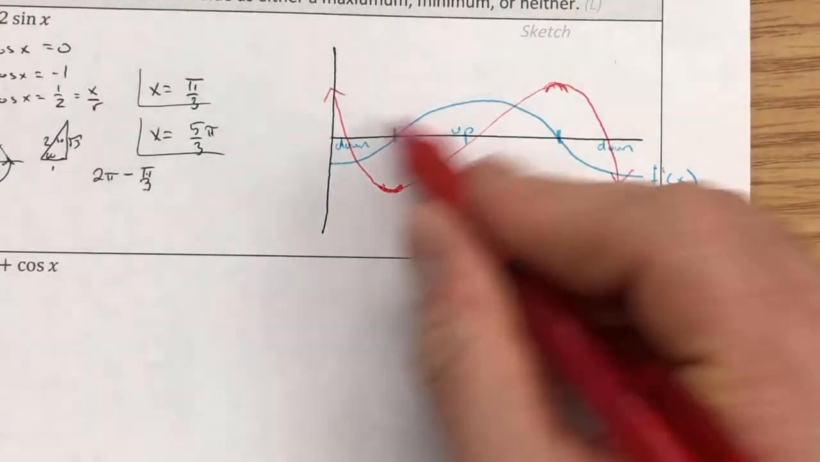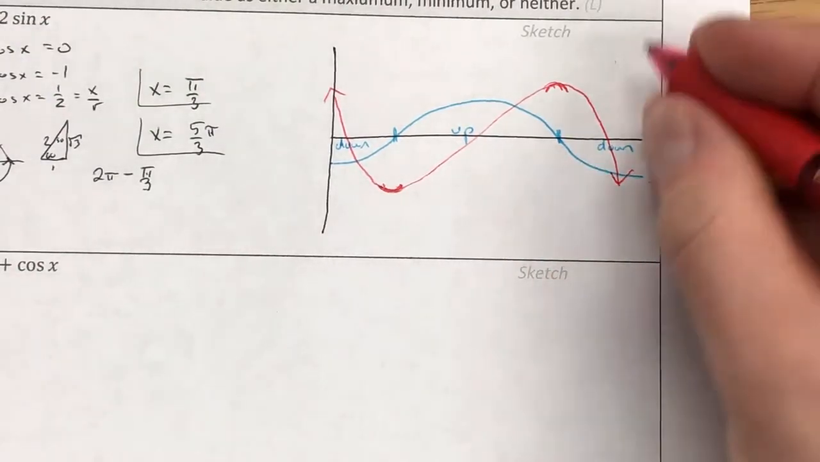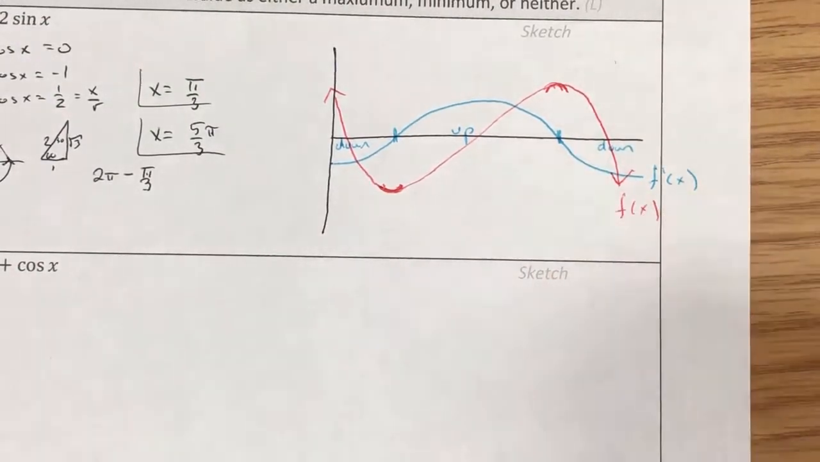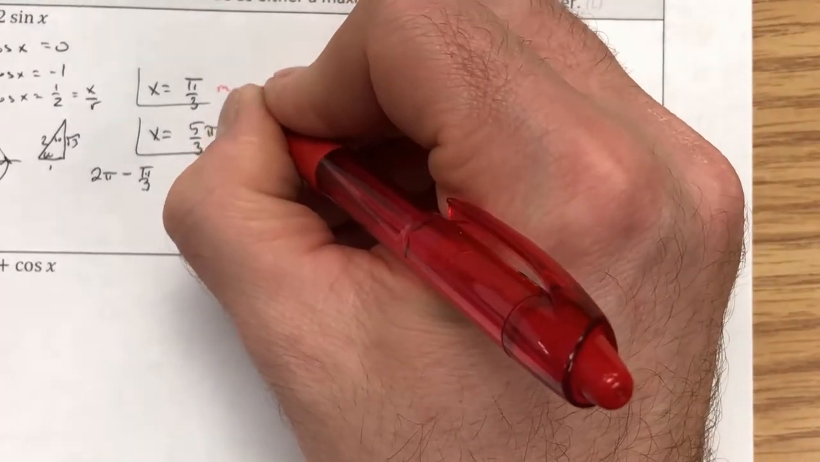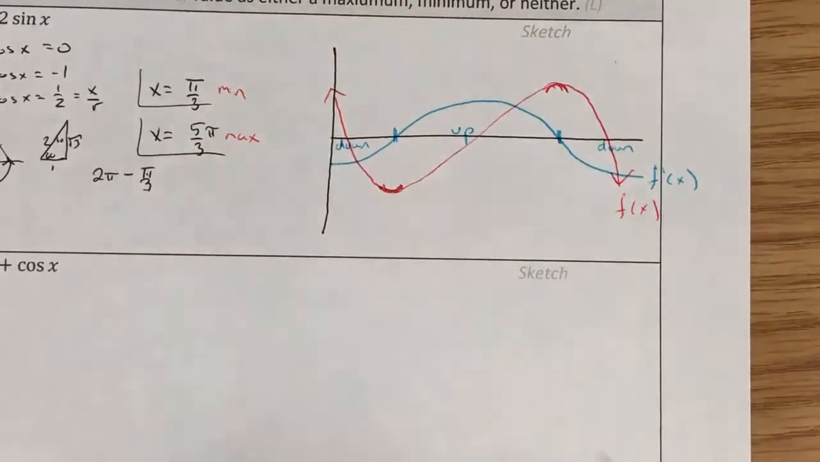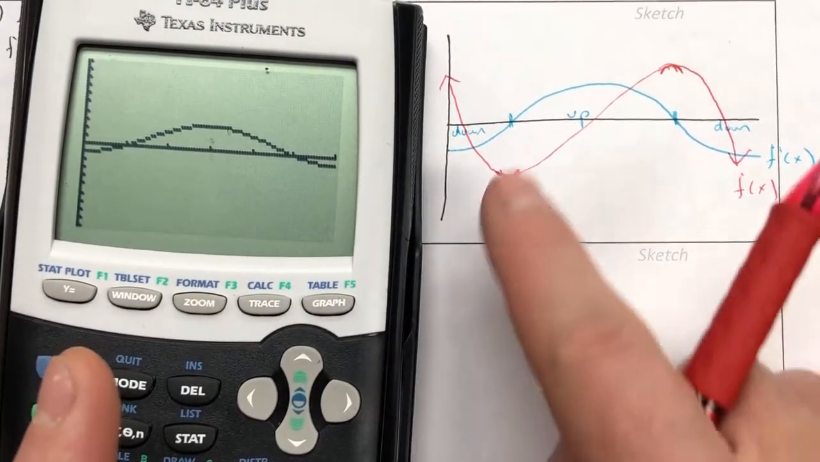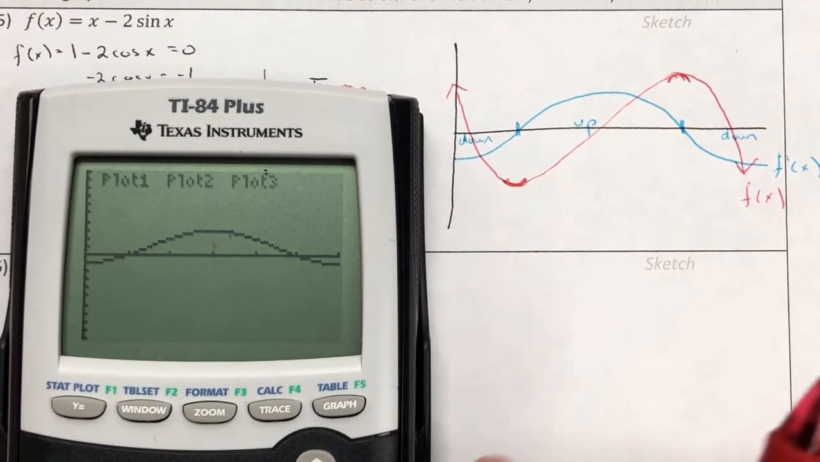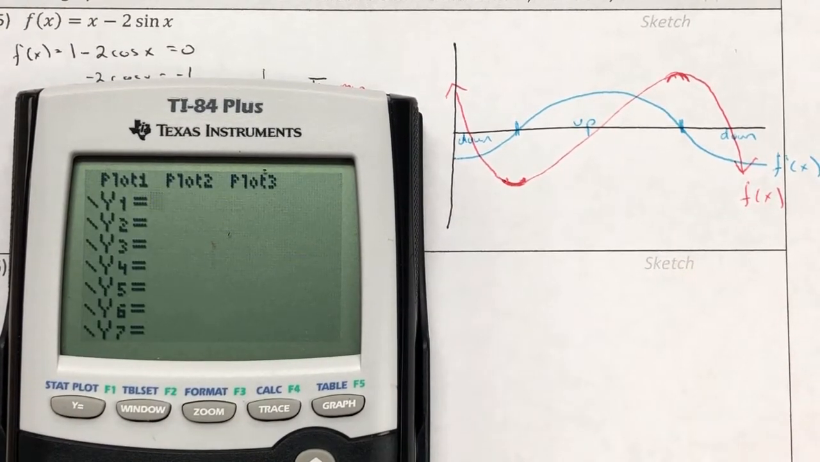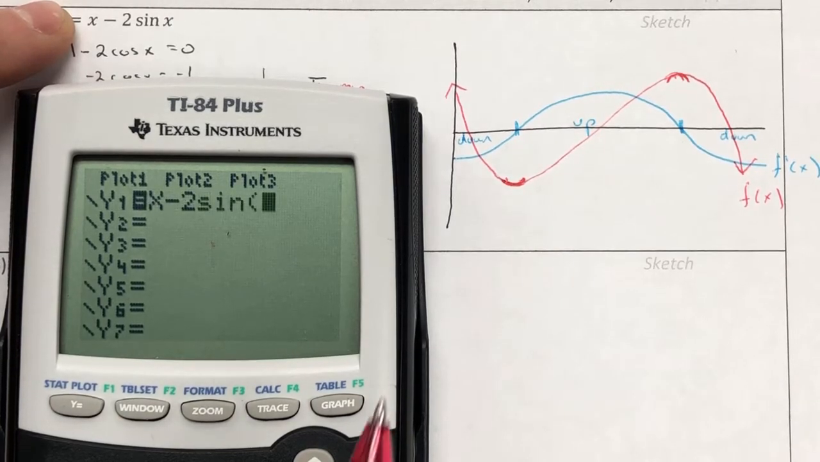So now this may not be exactly what it looks like because I kind of went straight right there. But this should be the original f of x. So this is going to be a minimum, and this is going to be a maximum. And so let's test out and see how close we were to this graph. And let's plug in the original. Clear that. So x minus 2 sine of x.